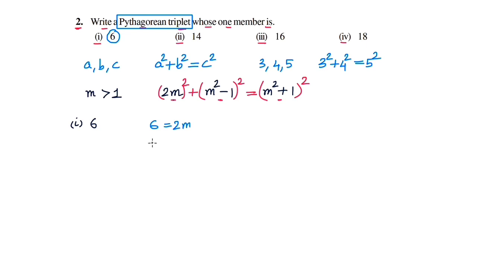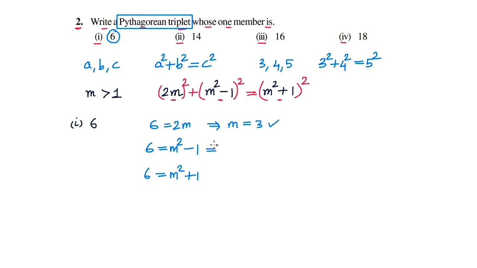Here we are going to check all three cases: 6 equals 2m, 6 equals m square minus 1, and 6 equals m square plus 1. We will check each of these cases. When 6 is equal to 2m, then the value of m will be 3, right? And this is an integer value for m.